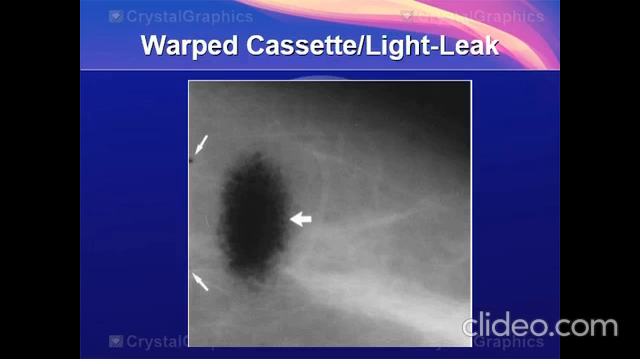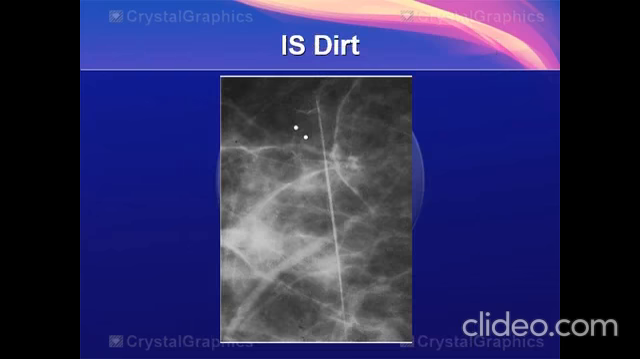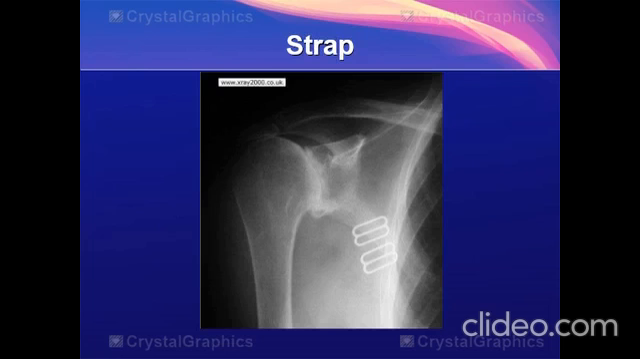Warped cassette, or because of that, it has a light leak. Dahil may sira yung cassette mo, hindi na siya masara ng mabuti, so nagkaroon ng leakage ng white light. Then, we have intensifying screen dirt. Dirt sa intensifying screen, so artifact din.